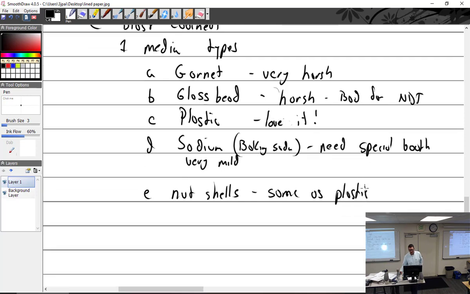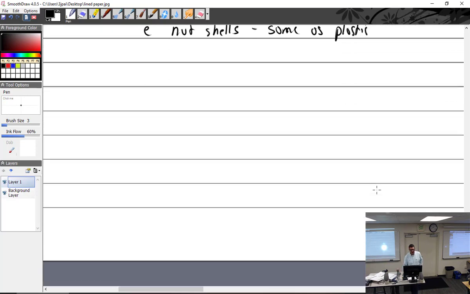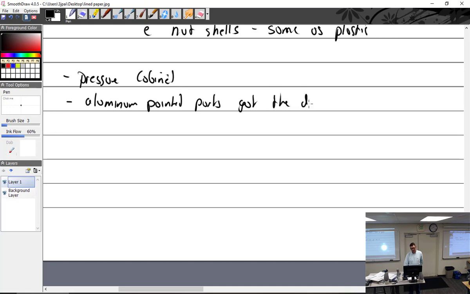All right, so I was thinking about the procedure that I used in my shop. So disassemble, and then we would do pressure cabinet. Let's see, aluminum painted parts. Got the dip.